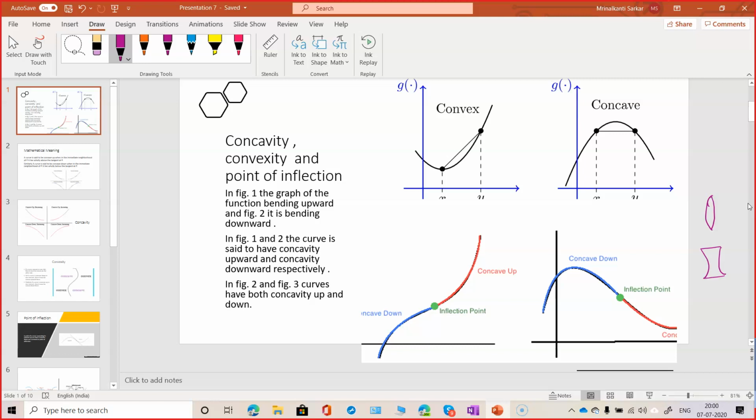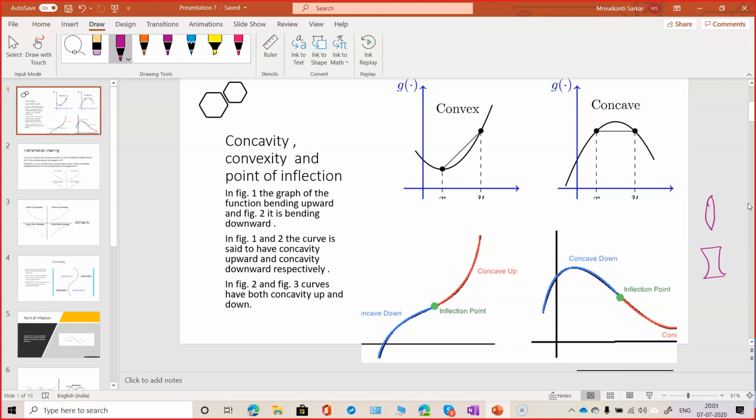Okay, so this is convex, concave both. This is also convex, concave both. So we will fix our study with concavity only. Convexity is automatically implied by the term concavity. If we say that the curve is concave upward, it will be convex downward, or if concave downward, it will be convex upward.